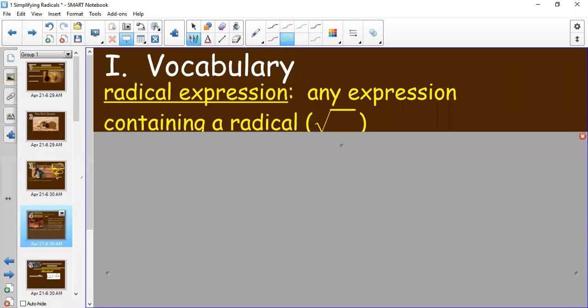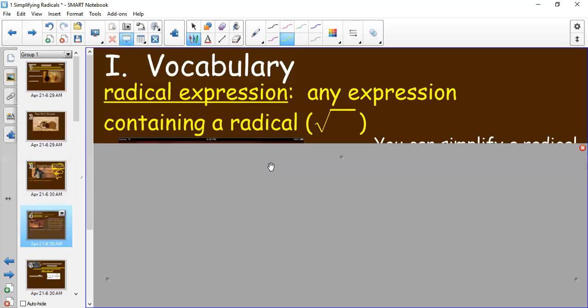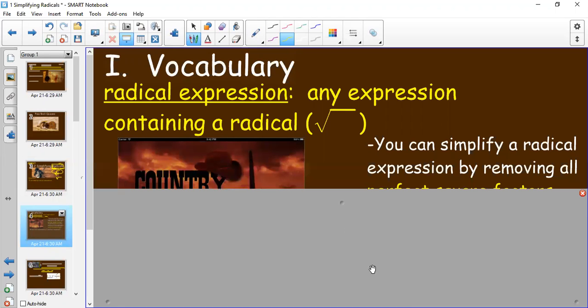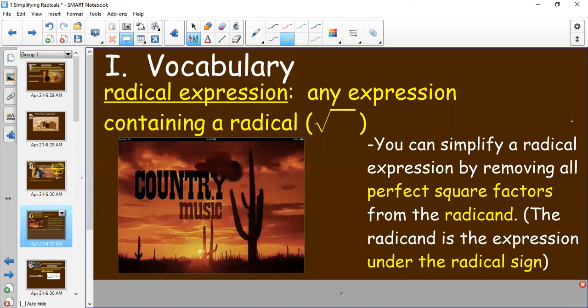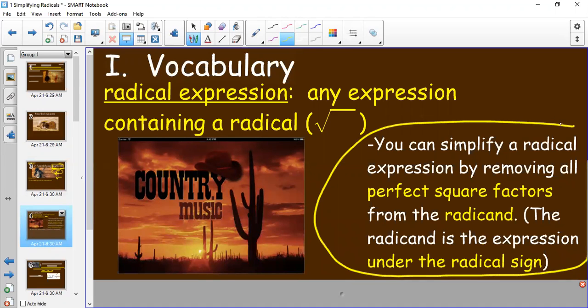A radical expression is any expression that contains some kind of radical or some kind of root, whether it's square root or cube root. And we can simplify radicals. Okay, so this is our goal today, to be able to simplify radicals. We're going to do it by removing perfect squares from the radicand, which is the number underneath the radical sign.